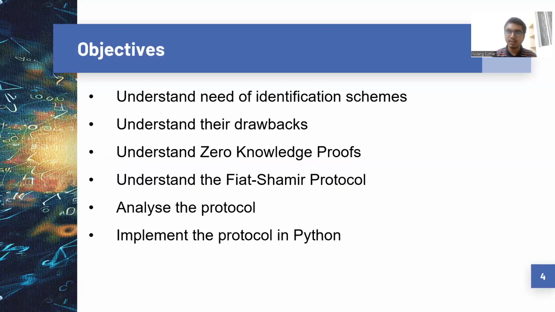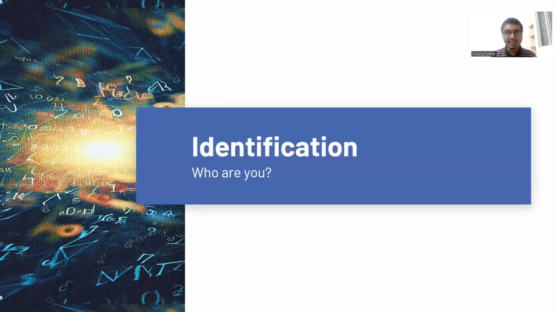Okay. So what are our objectives? We need to understand why we need identification schemes first of all. Then we will understand the drawbacks. Then we'll go on to understanding the zero knowledge proofs. Then we will come to the main part of our project, that is the Fiat Shamir protocol. Then we will be analyzing the protocol, and then finally we will be showing you the implementation that we have done in Python.